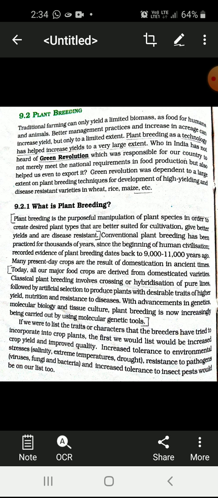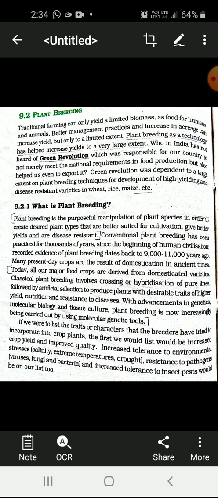Classical plant breeding involves crossing or hybridization of pure lines, followed by artificial selection to produce plants with desirable traits of higher yield, nutrition, and resistance to diseases. With advancement in genetics, molecular biology and tissue culture, plant breeding is now increasingly being carried out by using molecular genetic tools.